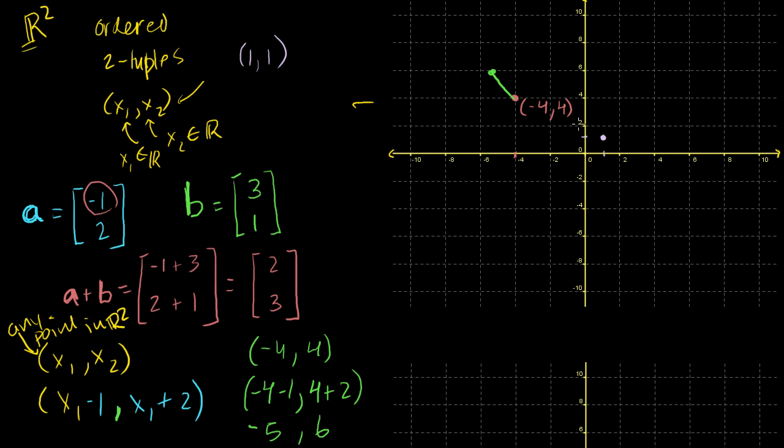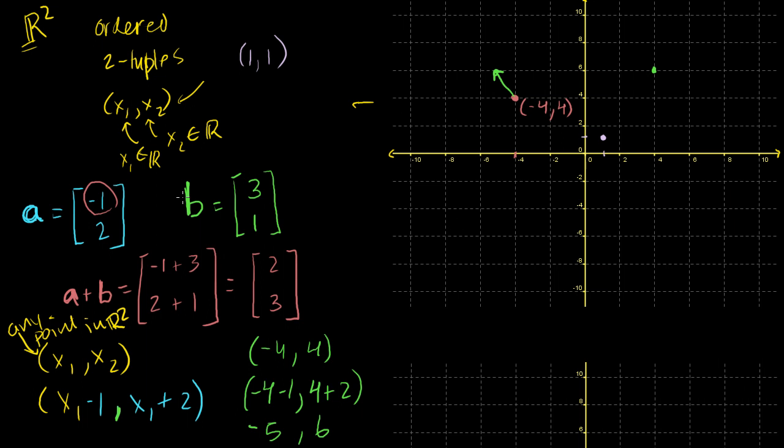Actually, let me do it a little bit better, because minus 5 is a little closer to right here. Minus 5, comma 6 is right there. So I draw my vector like that. But remember, this point minus 4, comma 4 was an arbitrary place to draw my vector. I could have started at this point here. I could have started at the point 4, comma 6 and done the same thing.